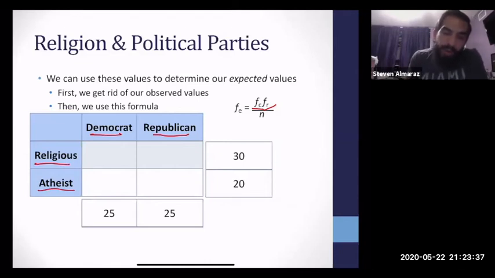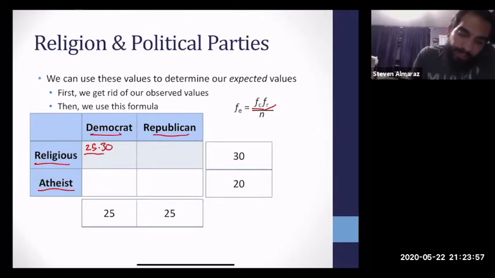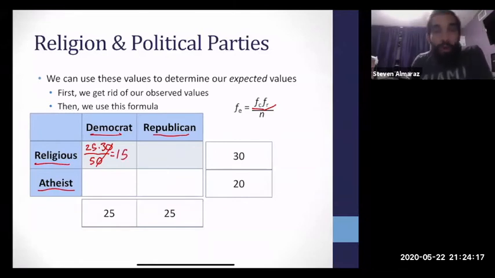So for Democrat religious, we have FC, which is frequency of the column, so 25, multiplied by FR. So that's 30, divided by N, which is 50 total participants. 25 times 30, actually, let's go like that. That cancels there. And then 25 divided by 5 is 5. So we get left with 15 times 3, or rather 5 times 3.